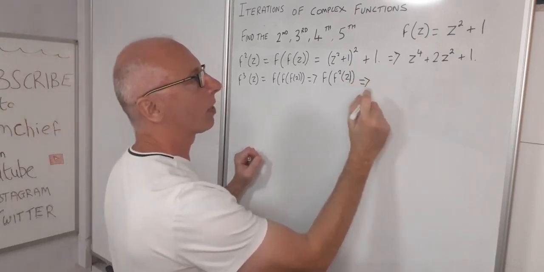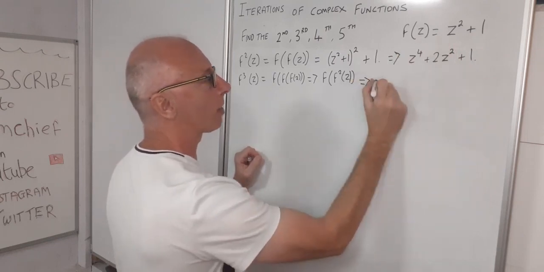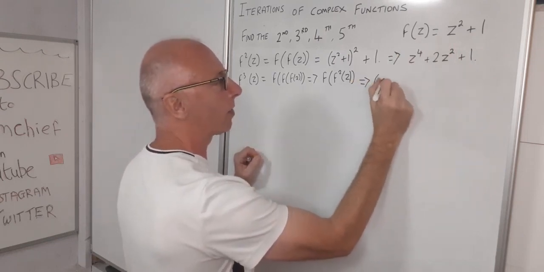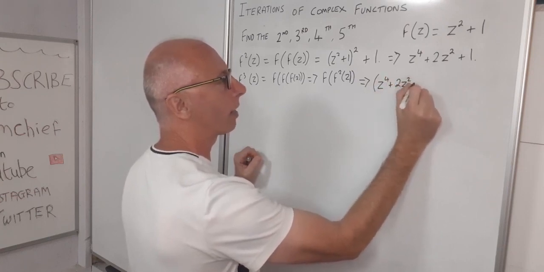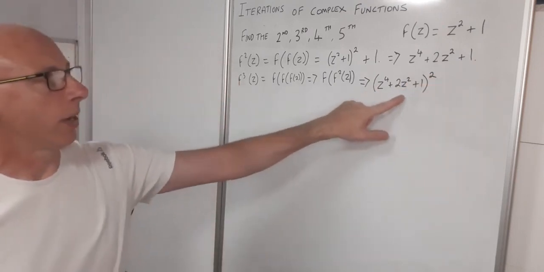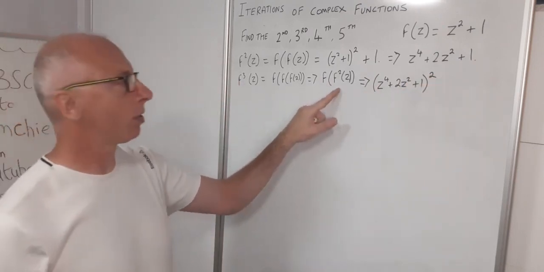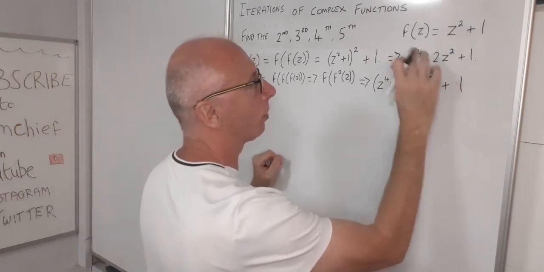So then that would give us, so z squared, so we insert that into our z squared. So then we'd have z to the power of 4 plus 2z squared plus 1 all squared. So hence our f of f2 of z, and then add on the constant 1 because that's the rule for f of z.